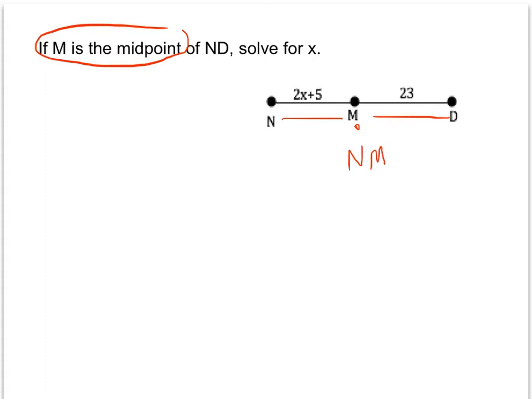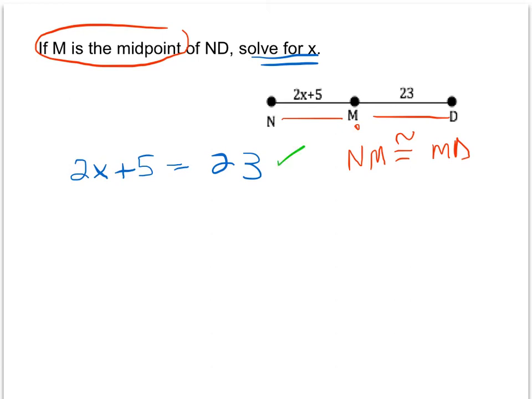You'll hear that term a lot. We could say NM is congruent to MD. We're going to use that information to set up an equation and solve for x. If we know that those two segments are equal, then we can set up an equation, 2x plus 5 equals 23, and you'll see that whenever we're asked to solve for x, usually we're going to set up an equation and solve with algebra.